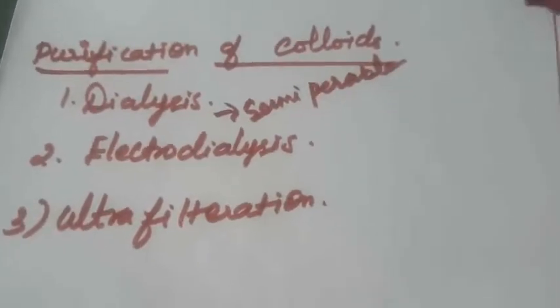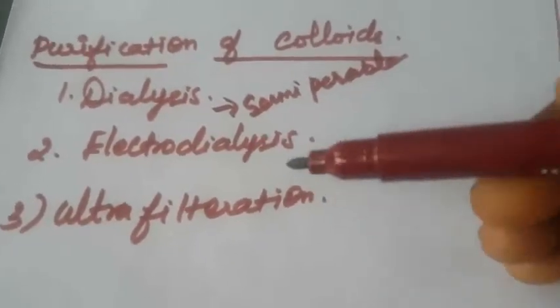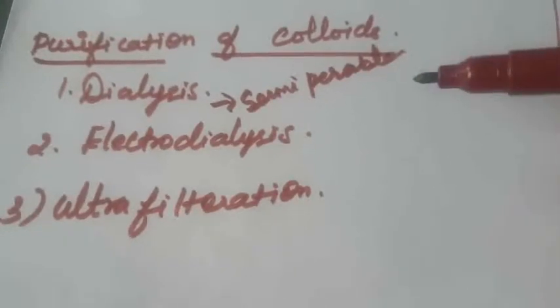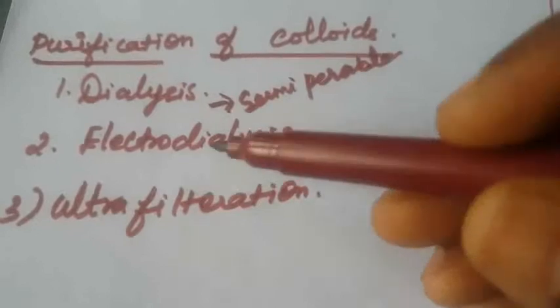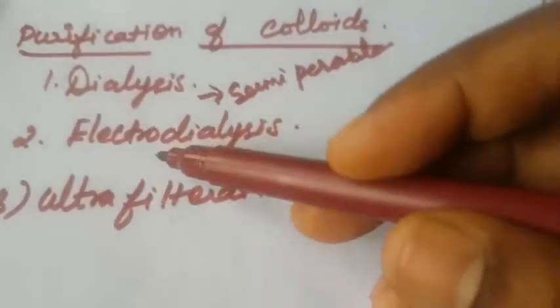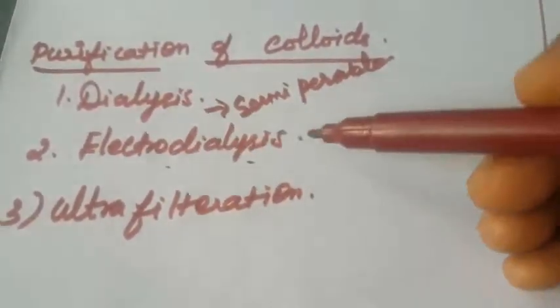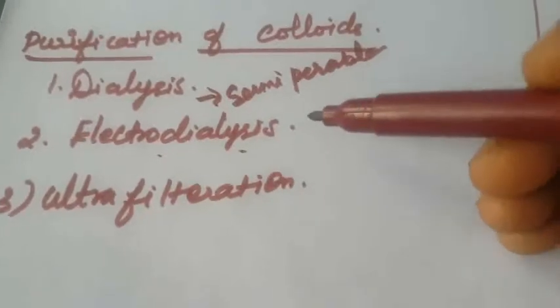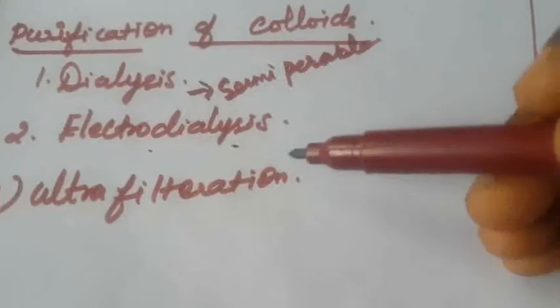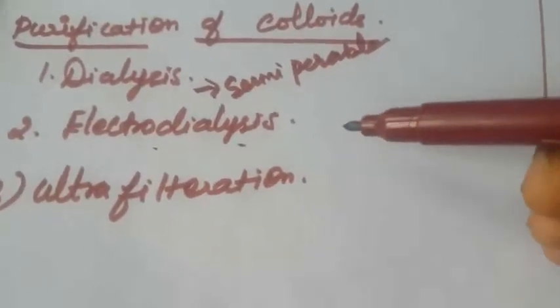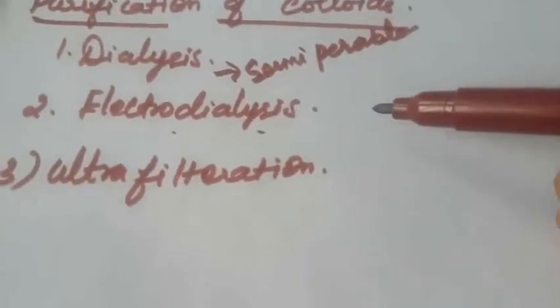Okay, so next, what is meant by electrodialysis? Dialysis takes place in the presence of an electric field. That increases the speed of removal of electrolytes from the colloidal solution. Here, what will happen? The colloidal solution containing electrolyte impurities is placed between two dialysing membranes.